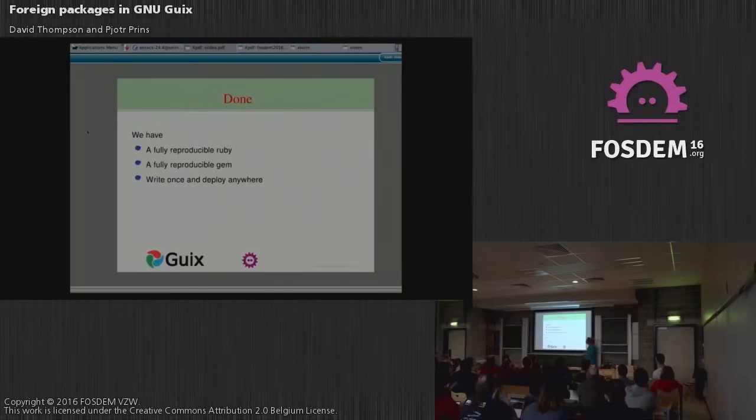Done. We have a fully reproducible Ruby. We have a fully reproducible gem. We can write it once and deploy it anywhere.